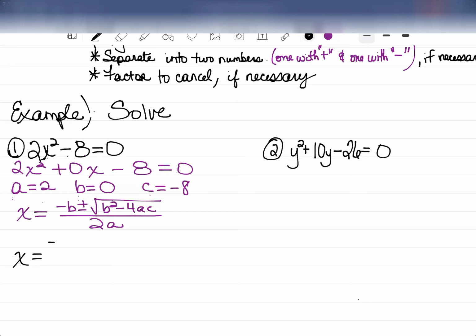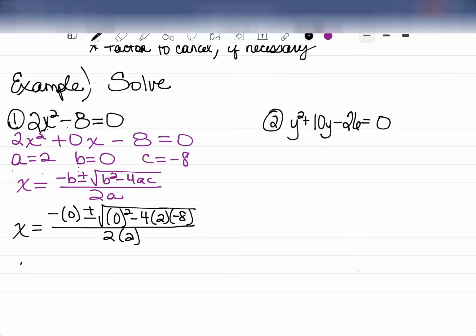So our x is negative b. Remember, I like to put my stuff in parentheses when I'm plugging it in, and then I decide whether or not I need it later. So I have negative parentheses 0 plus or minus the square root of the b, which is 0 squared, minus 4. A was 2, c was negative 8. All of that over 2, and the a is 2. So we have negative 0 plus or minus 0 squared minus 4 times 2 times negative 8, all over 2 times 2.